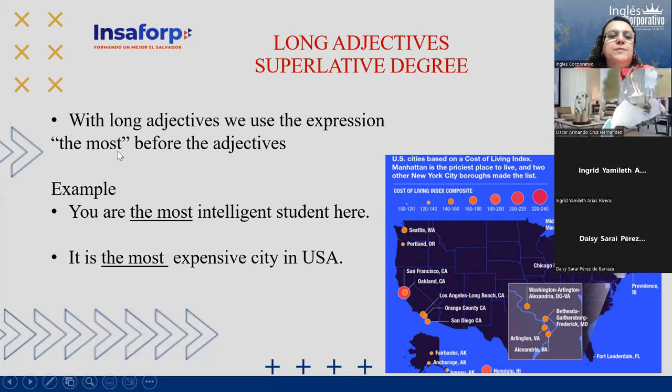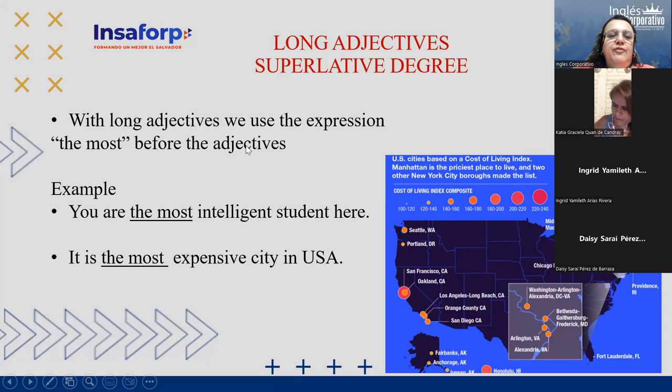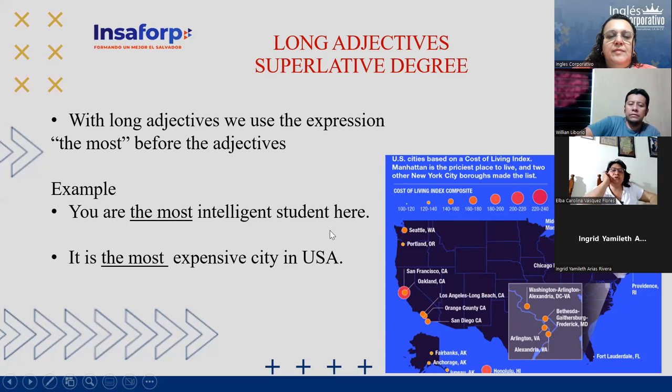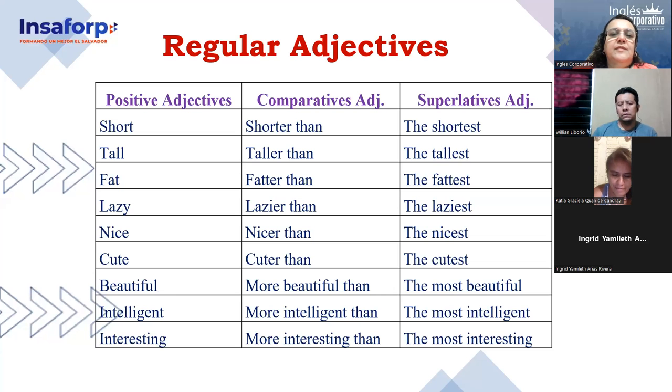With long adjectives, we use the expression the most before the adjectives. Example, you are the most intelligent student here. It is the most expensive city in the United States.